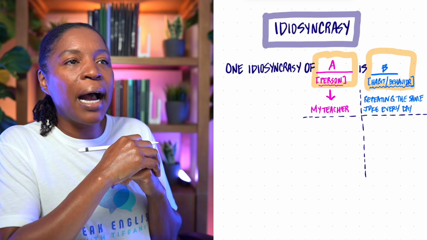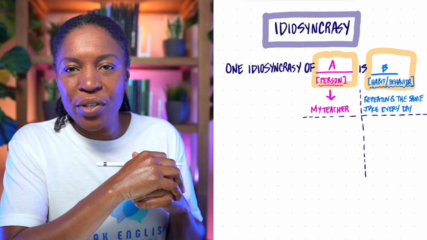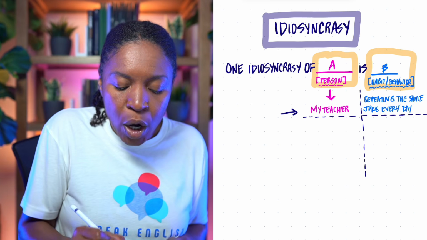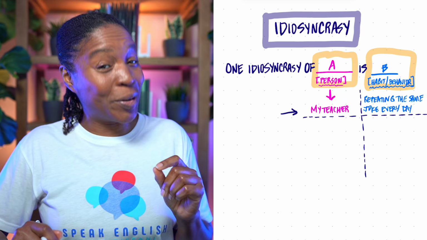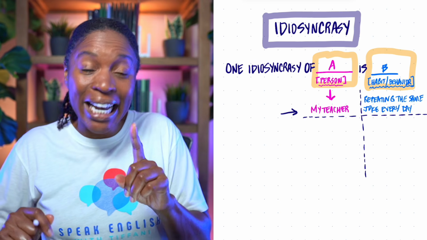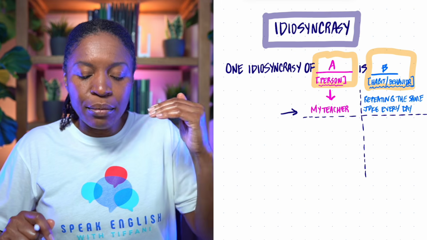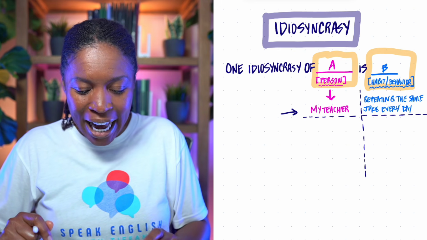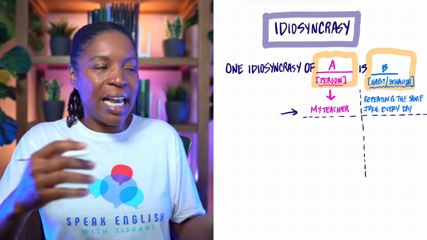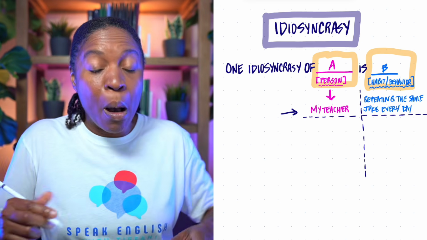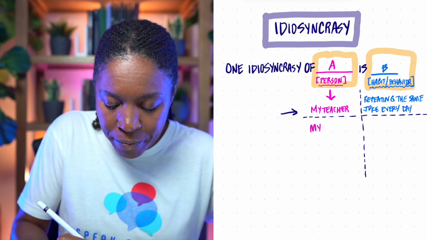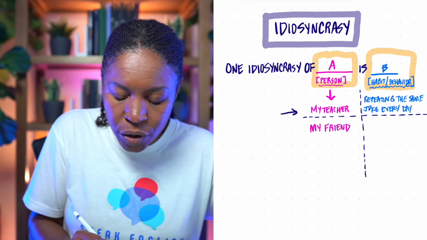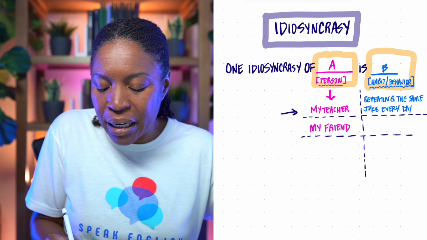So one more time. One idiosyncrasy of A is B. And our first example sentence is going to be, one idiosyncrasy of my teacher is repeating the same joke every day. You got it? Excellent. All right. Now let's give another example for letter A, the person. We're going to say my friend. All right. My friend.